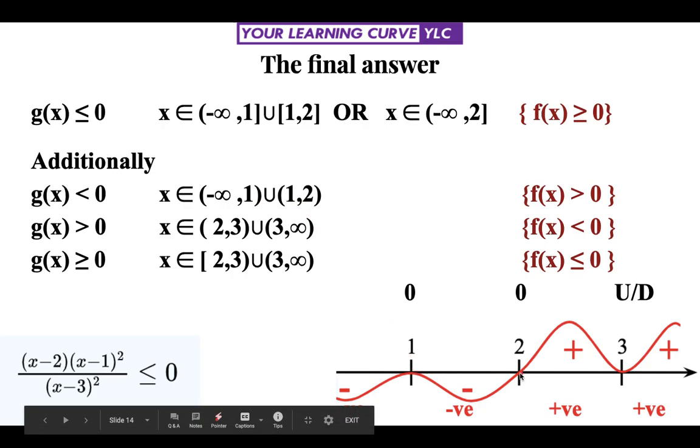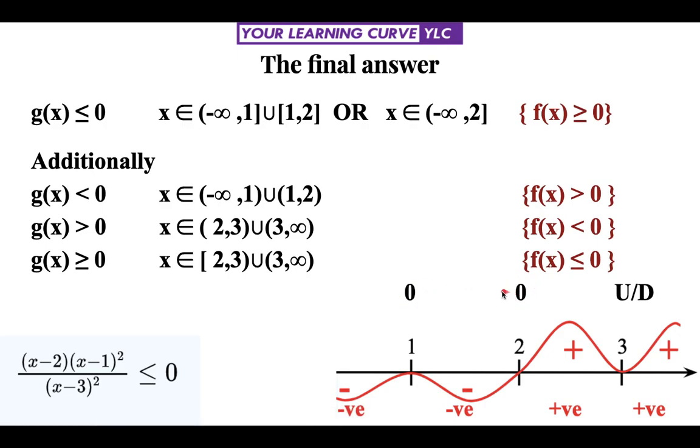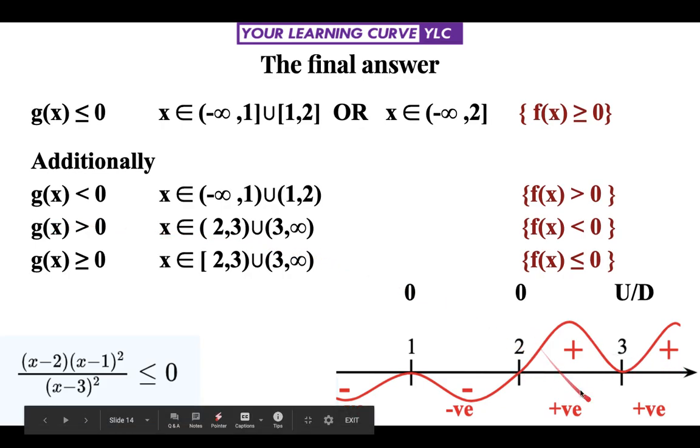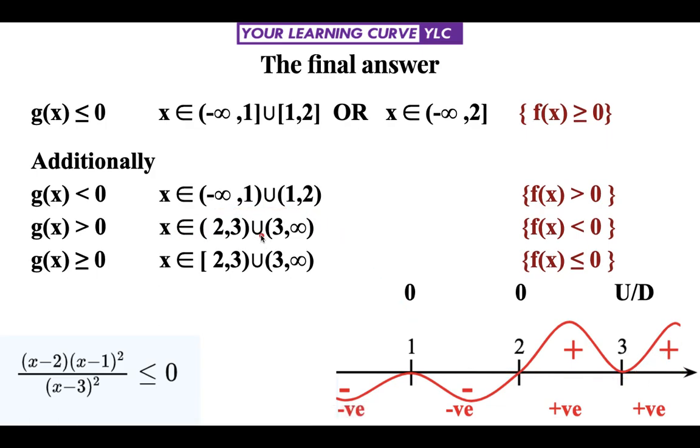Then the next interval 1 to 2, again the same thing, it is making the function 0, so we will not be including these two points in our answer. So the answer for g(x) less than 0 or f(x) greater than 0 is minus infinity to 1 union 1 to 2. For g(x) greater than 0, we will now be requiring the positive sign. So we will go for the positive sign. We see 2 to 3, 3 to infinity. The intervals are 2 to 3 and 3 to infinity, where the sign of g(x) is positive. So x belongs to 2 to 3 union 3 to infinity.